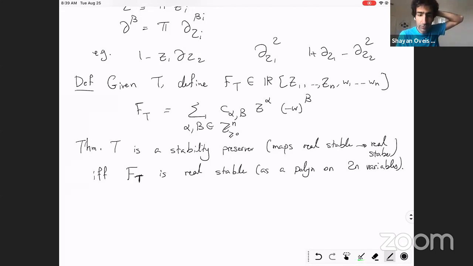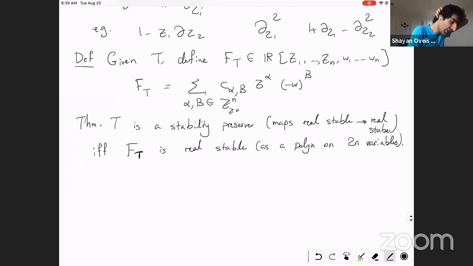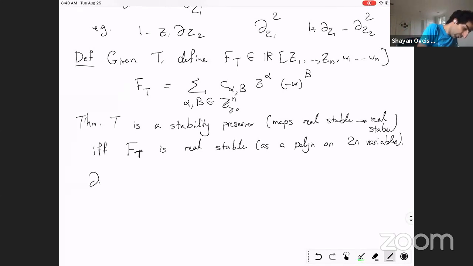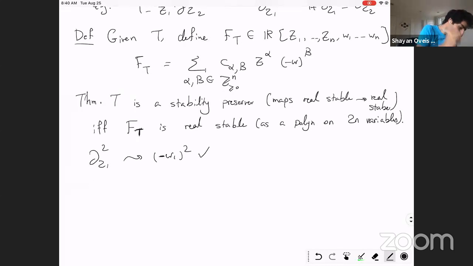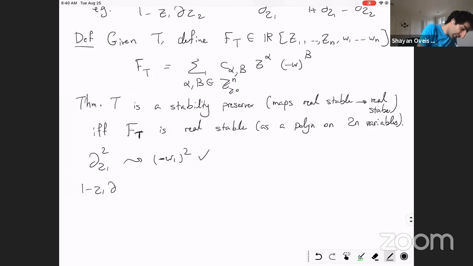Okay, so let me show you some examples. Let's look at partial z1 squared, for example. Then f of this would be minus w1 squared, and that's a real stable polynomial, so this is okay. Another example is 1 minus z1 partial z2. This would map to 1 minus z1 times minus w2, which is equal to 1 plus z1 w2. In the last lecture, we saw that this polynomial is not real stable. So this one is not.